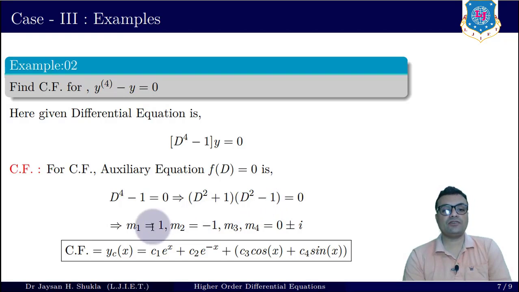The first root is 1, the second root is -1, and the third and fourth roots are imaginary roots, or you can say complex roots, 0 plus or minus i. So the first two roots come from the factor D^2 - 1, and the others from D^2 + 1. Again, let me recall that there is no rule for the order of roots of this auxiliary equation. You can consider complex roots first and real roots later also. That is also a valid consideration. Now, let us focus on the roots of this equation and then discuss how to write the complementary function.